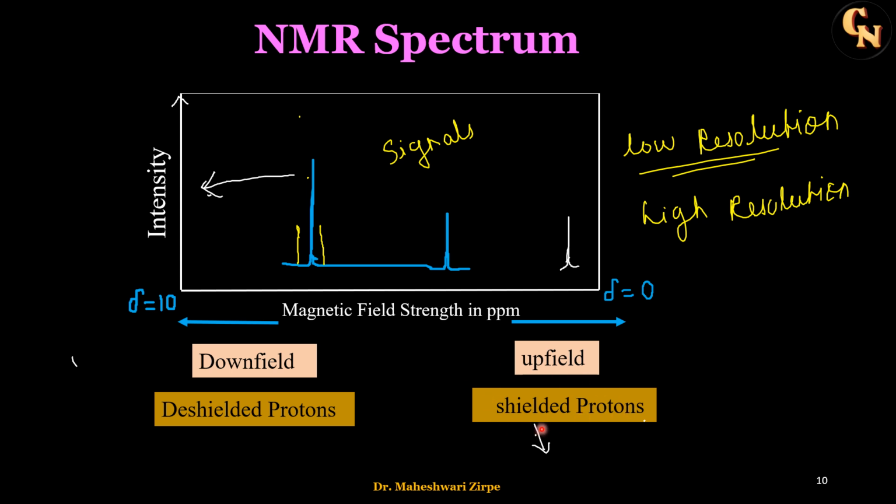Shielded, the word shield means protection. So these protons are protected. Whenever you see signals towards delta is equal to 10, that indicates that the protons are getting de-shielded, means there is no protection for the proton. The electrons are easily getting withdrawn from them because of electron withdrawing groups like oxygen, bromine, chlorine, and so on. Okay, I think this is enough. We will now see examples to understand this in a better way.